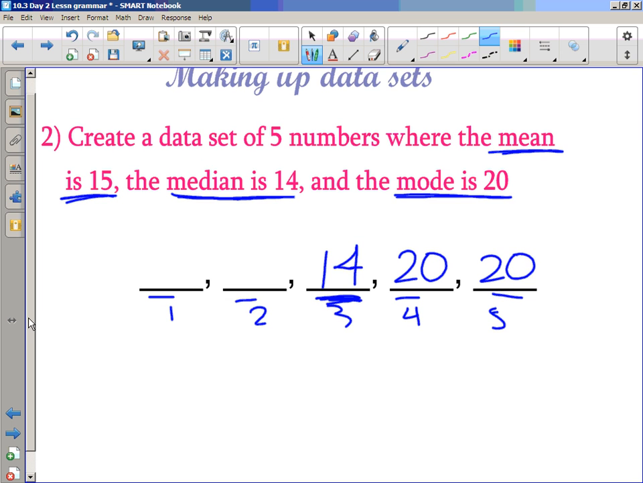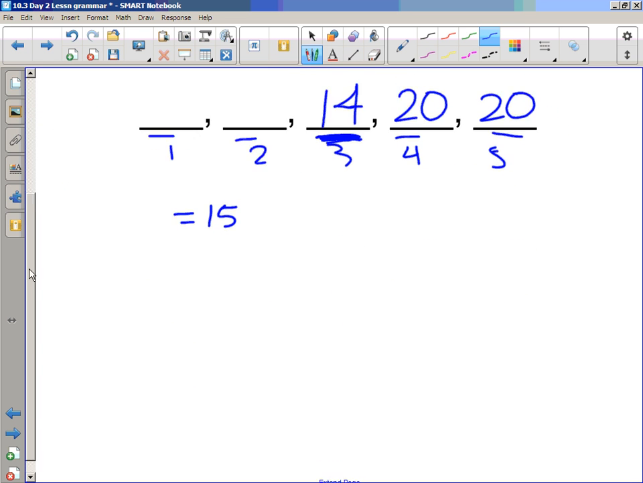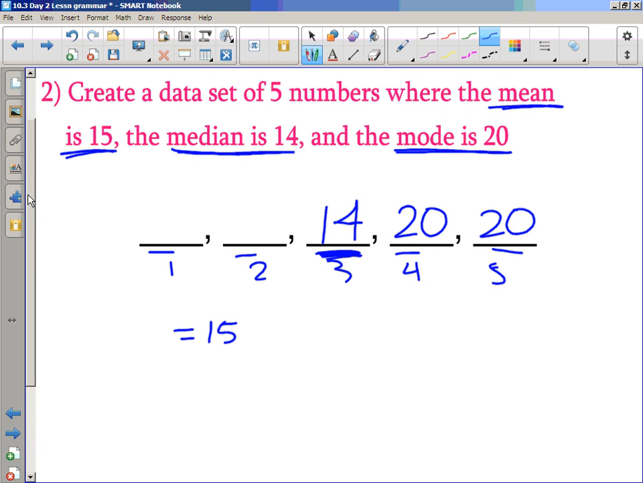So when we're creating data sets, we put them in order first. And so we always want to put them in order so we can see, especially when they give us the median, because the median, the data has to be in order. And the last thing we have to take into account is that the mean equals 15. So how I take care of this is I say, well, that means I have to add up all my numbers and they have to be divided by the total number, which is 5. So add up all my numbers, divide by 5 has to equal 15. And so I want to get rid of that 5. I'm going to multiply by 5.